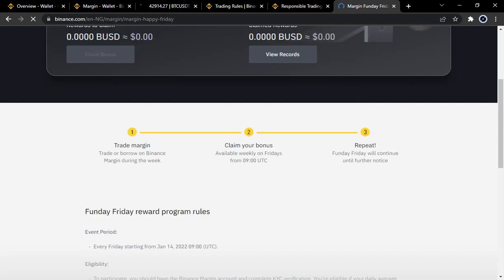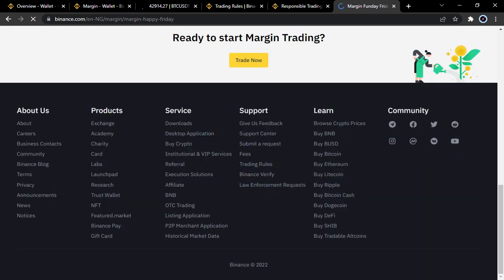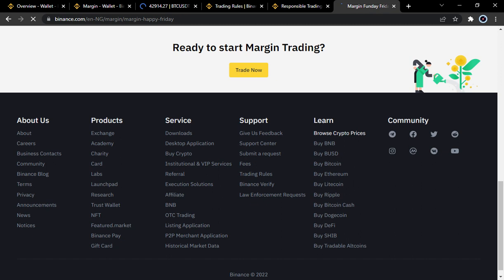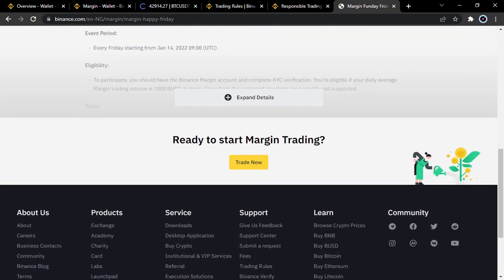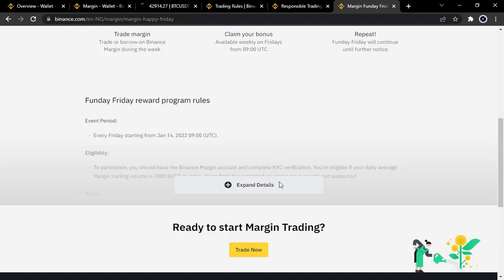This Friday was just launched on Binance, so you will be able to view your records successfully. Now, looking at the rules and promotions, you want to take note of the rules that are associated with the Binance Funday Friday. All we need to do now is click on Expand Details to see a list of rules and promotions that are being accepted for the Funday Friday.